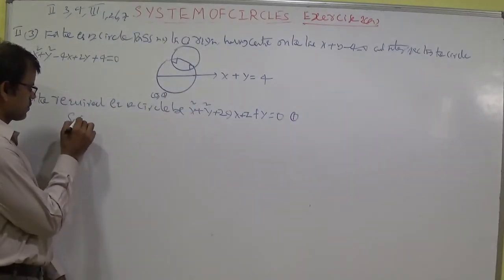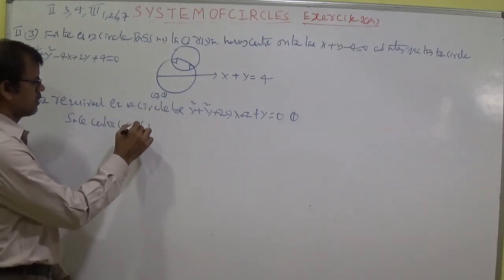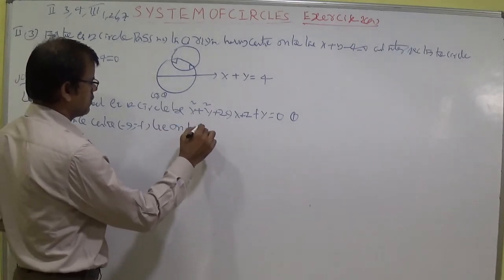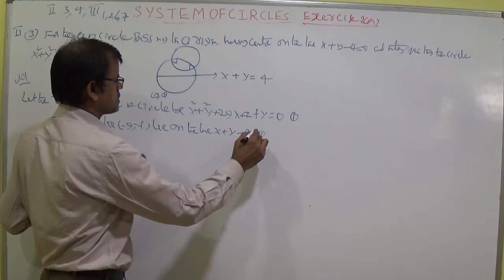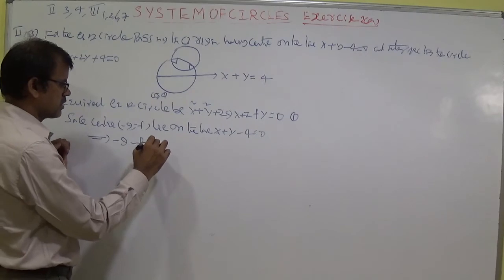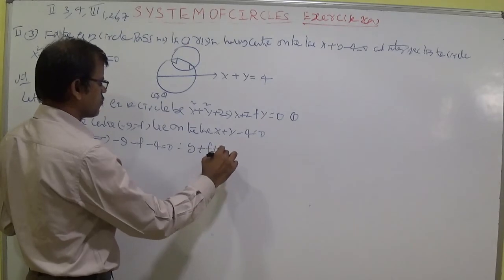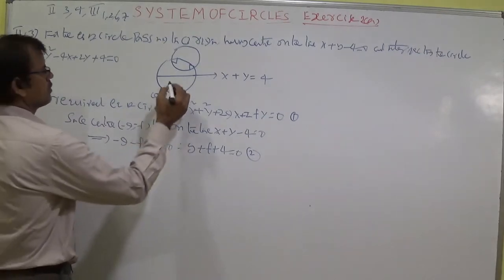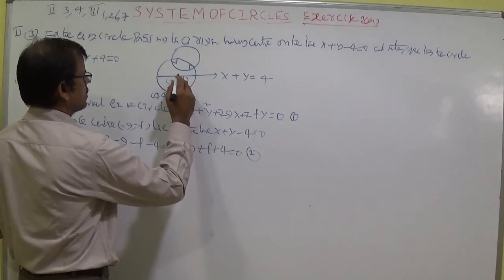Since the center of circle is minus g comma minus f, and since the center minus g comma minus f lies on the line x plus y minus 4 equal to 0, substitute the value here: minus g minus f minus 4 equal to 0. So g plus f plus 4 equal to 0. Let it be second equation.